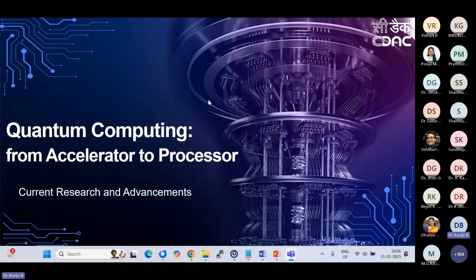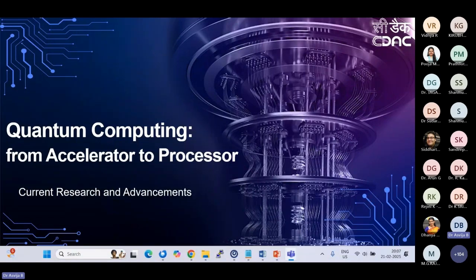Okay. So during the talk, we'll just give a brief introduction about what quantum computing is all about and how different it is from the classical way or the traditional way of doing computing. And then, of course, we will also look at how to use these quantum systems along with the existing supercomputing systems or the HPC systems as accelerators.